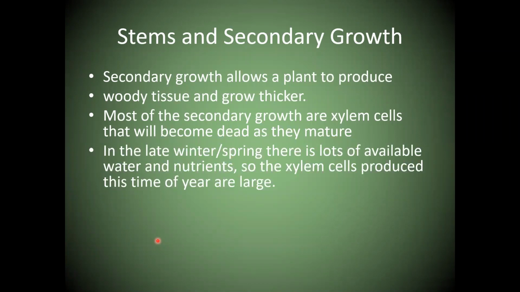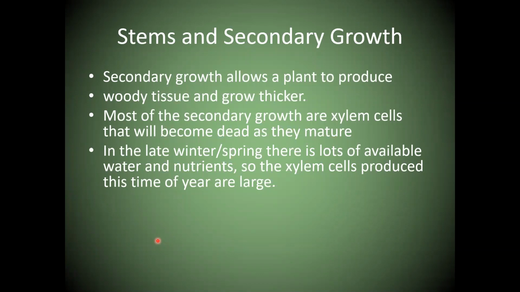In the late winter or spring, there is a lot of availability of water and nutrients. So the xylem cells produced this time of year are large. What does that mean? Remember the springwood I mentioned, right? During late winter throughout the spring, the snow is melting, the resource availability is increasing, right? Plenty of sunlight, plenty of nutrients because the leaf decomposition has released nutrients, right? Snow melt has released water. Some groundwater is oozing out, so there's a lot of surface water available. Soil moisture is rich in water, so there are plenty of resources available.